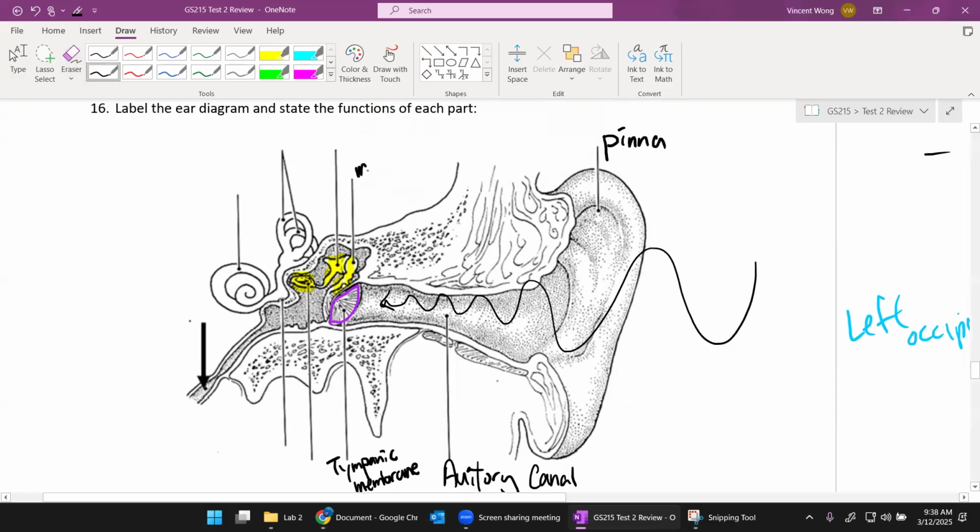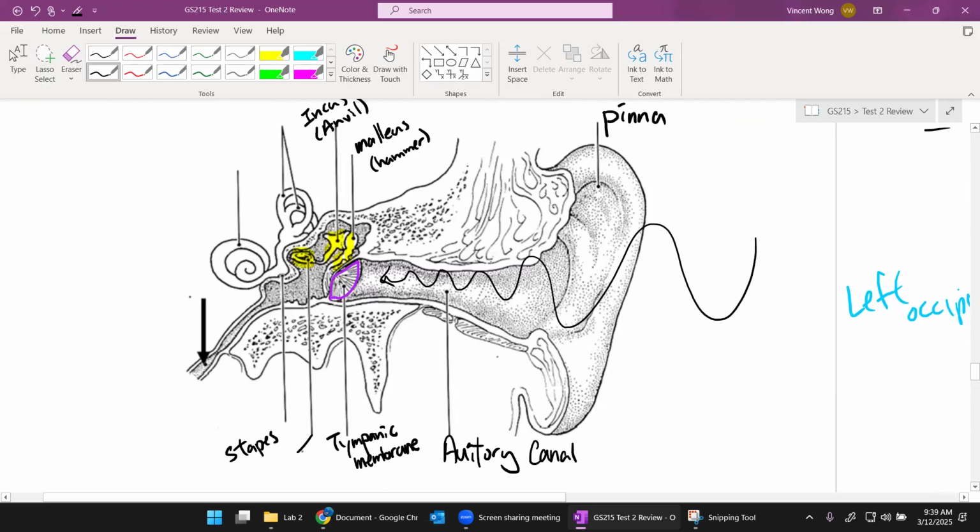Over here, this is the malleus, aka the hammer. We have the anvil, or the incus actually, and then anvil. And for the last one, we have the stapes, or the stirrup. Their job is to amplify the sound and pass it into the cochlea.